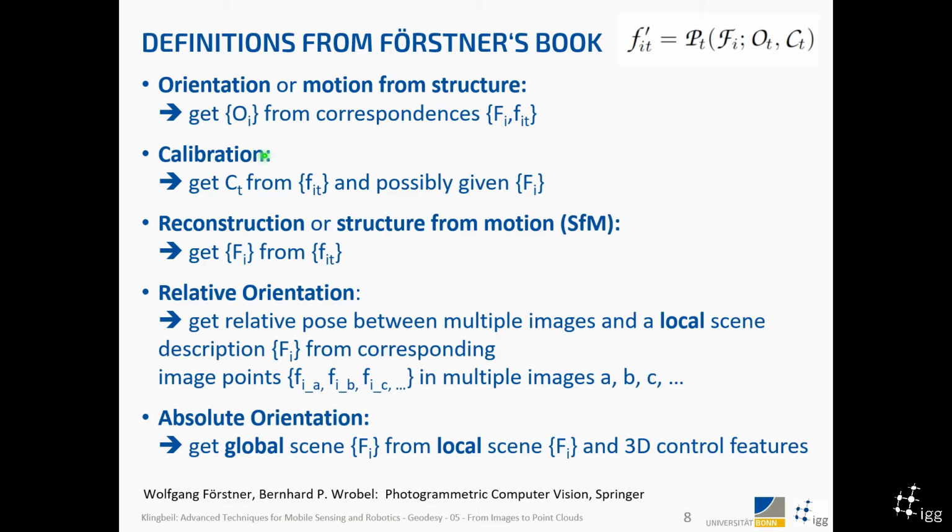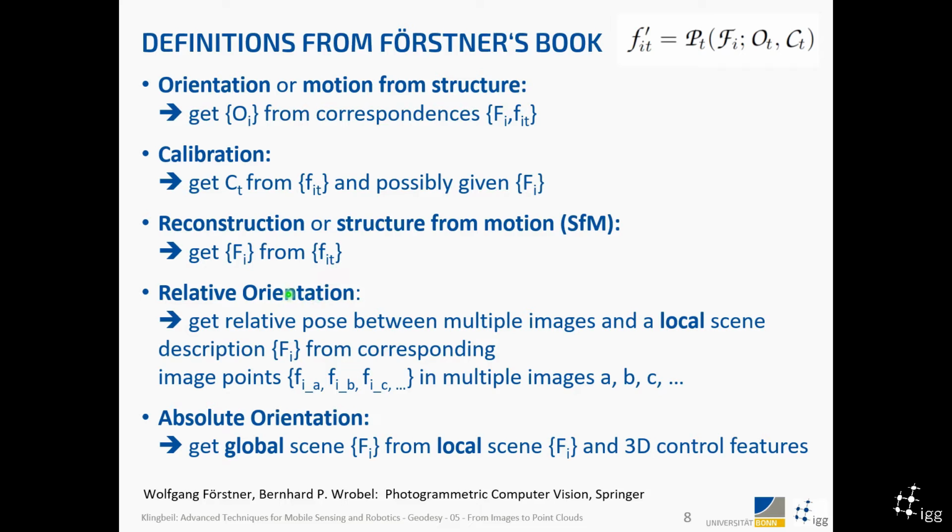Then there's something called calibration, which usually means determining the intrinsics of the camera. This is usually done using image features and possibly given features in the object space. Then there's reconstruction, or structure from motion, which has the goal to get the structure, meaning the feature points in the world coordinate system, from observations in the image space. So we want to reconstruct the 3D geometry of the environment.